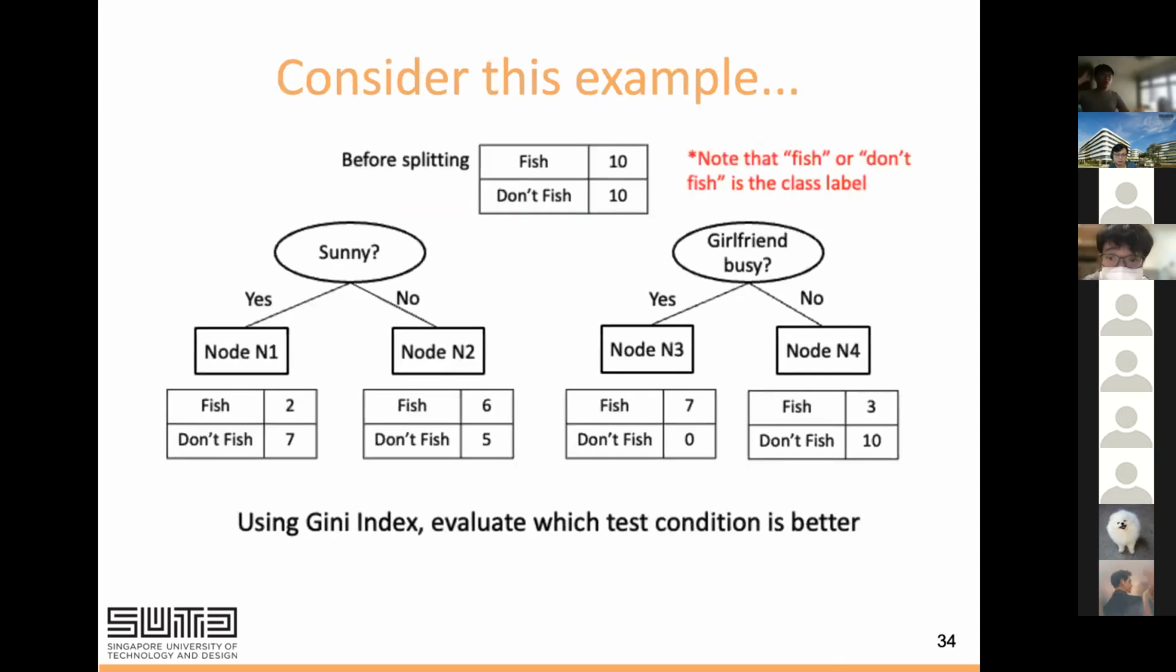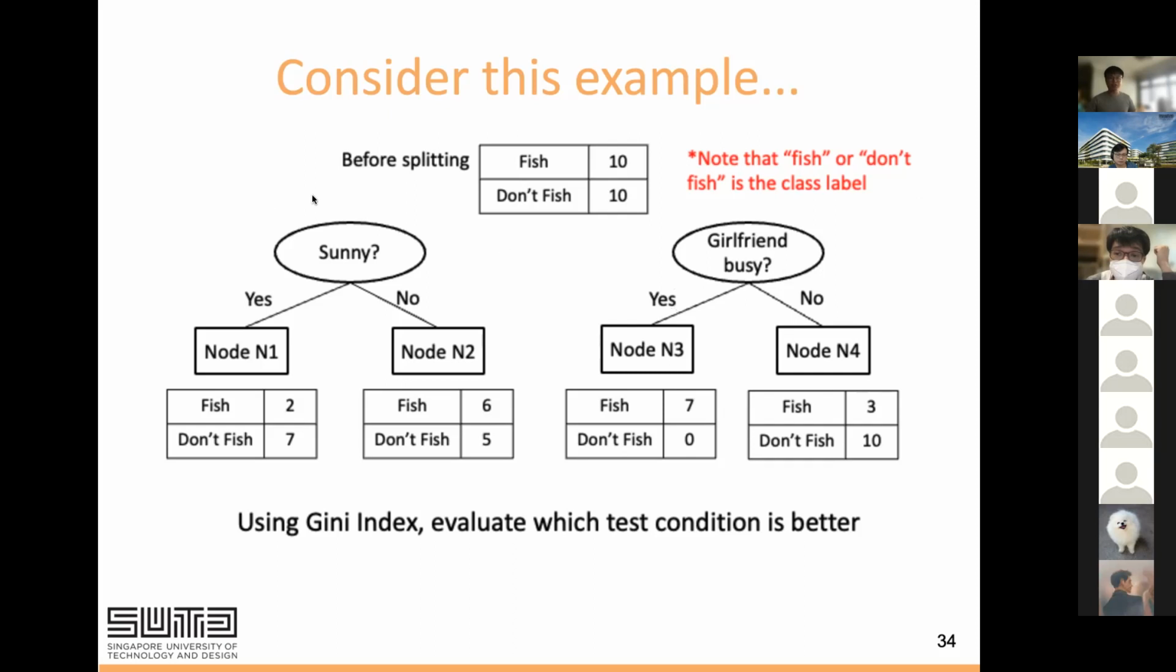Okay, so now let's take a look at a new example. In this example, before we do a splitting, same situation, instead of class 0 and class 1, we have people going fishing or not. In this case, we have two features. Firstly, we take a look at the weather, whether it is sunny or not. Secondly, for those who have a girlfriend, or boyfriend, vice versa, no gender bias, whether the girlfriend or boyfriend is busy.